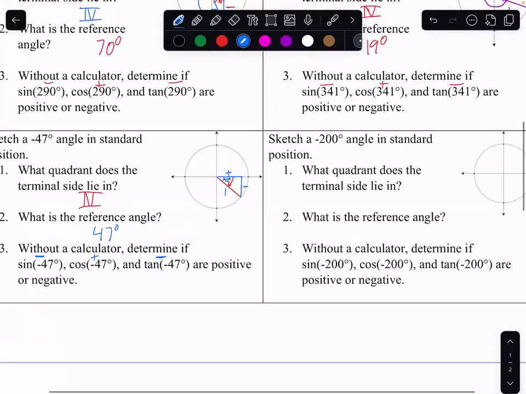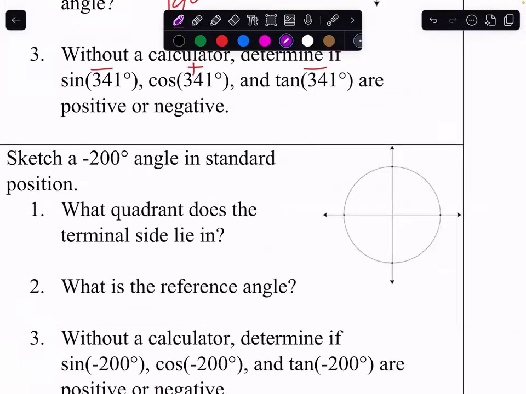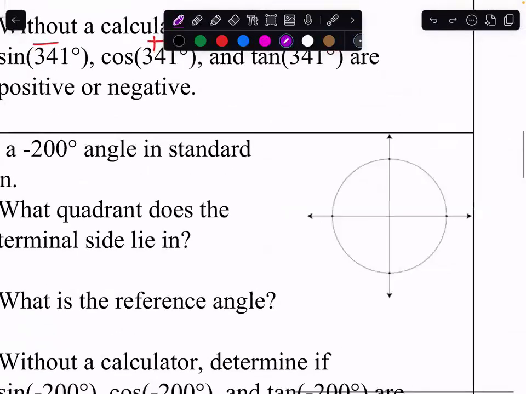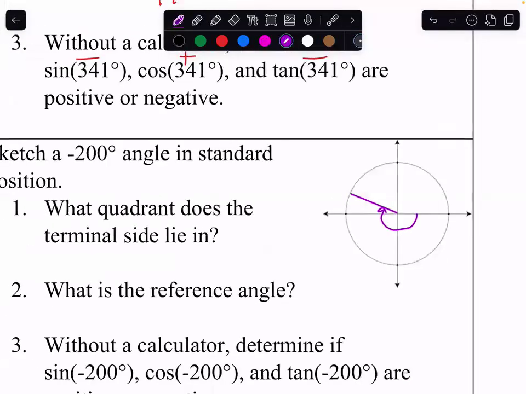Okay, and then lastly, negative 200. So positive 200 is a little bit more than positive 180, which is halfway, right? So positive 200 would have gone about here. So negative 200 goes about here. Okay, so that's quadrant 2.